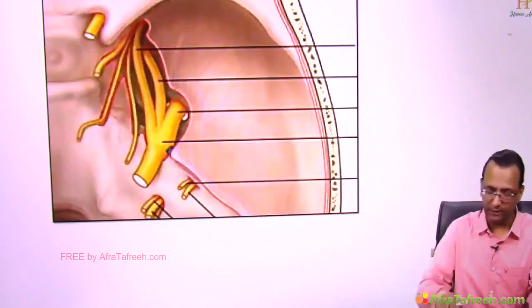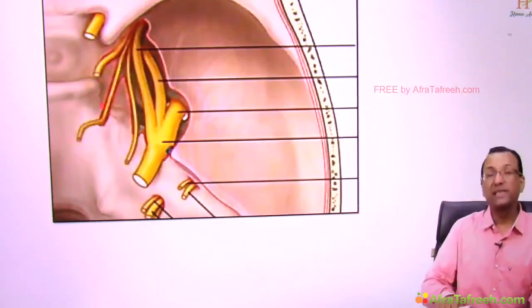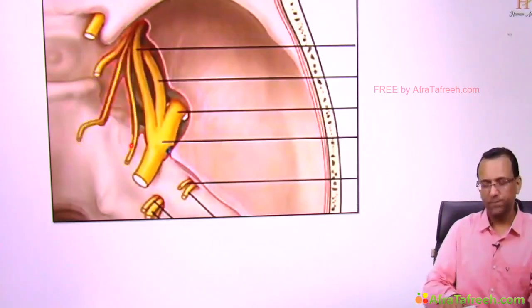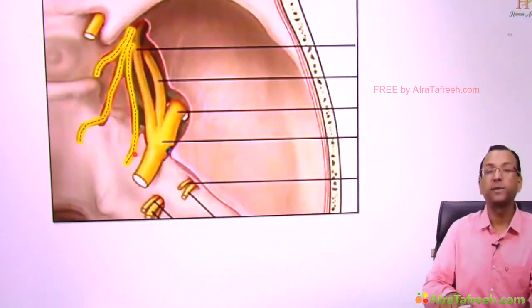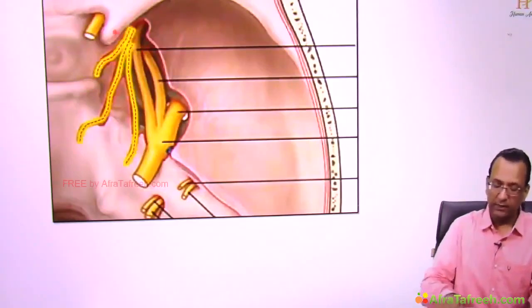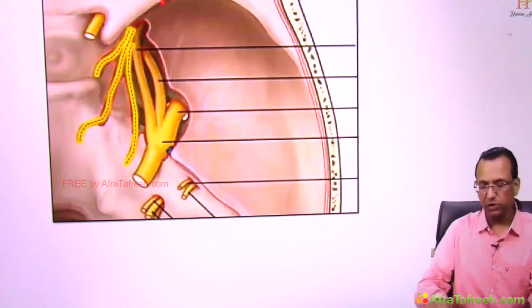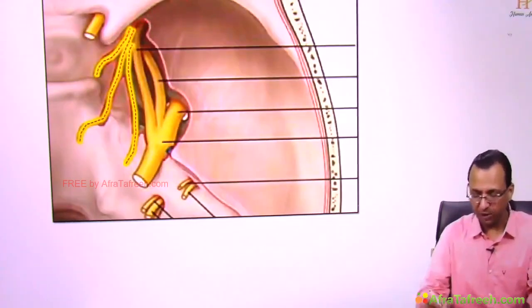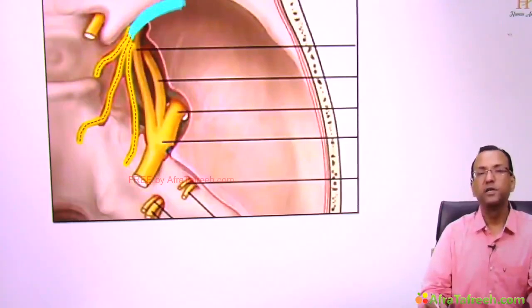Content of the cavernous sinus. Actually, nerves 3, 4, 6 came from the brainstem in the posterior cranial fossa. Now, they will pass through the superior orbital fissure and then enter the orbit to supply the eyeball muscles later.